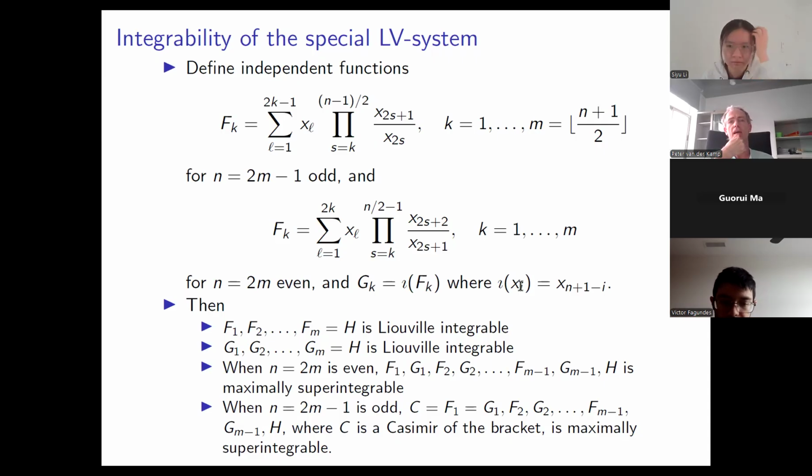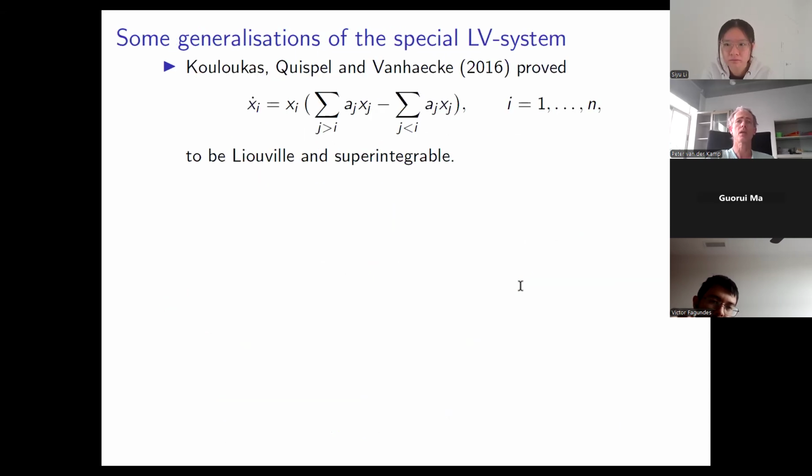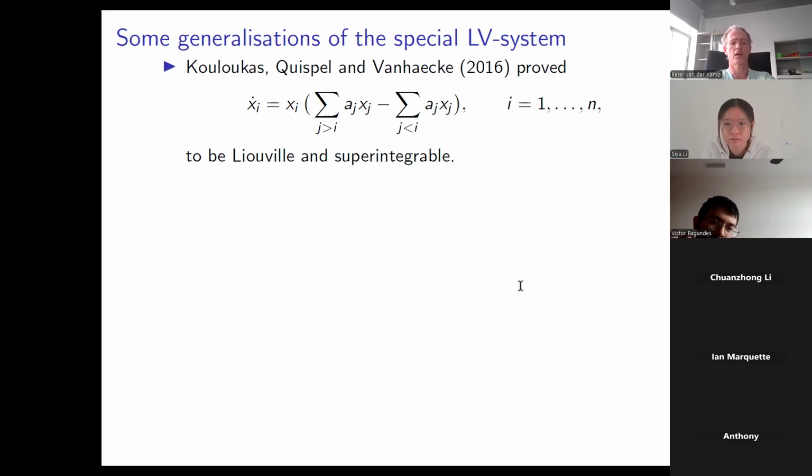There are n minus 1 integrals, taking all these functions f and g together. They form a set of n-1 integrals. So there's a lot of integrability for this system here. Now, this system has been generalized in the literature, so you can scale all the variables xi by just a constant, that's just a scaling.